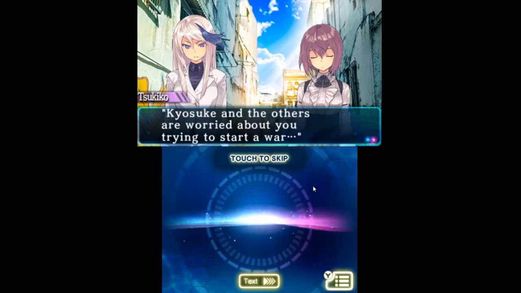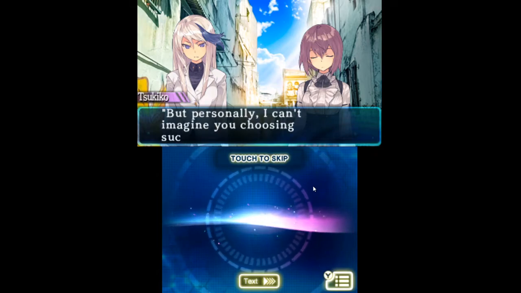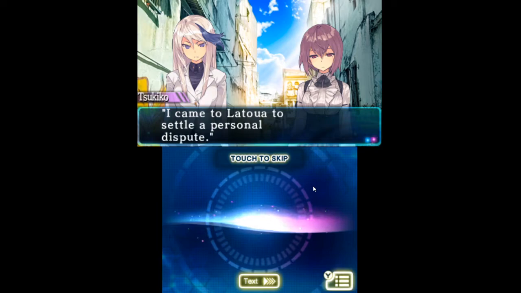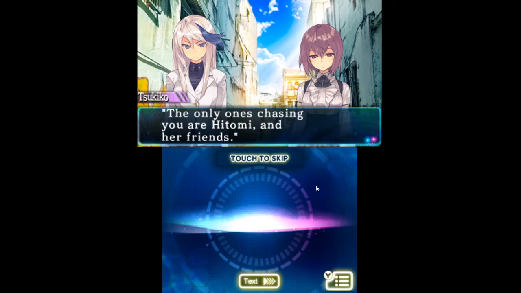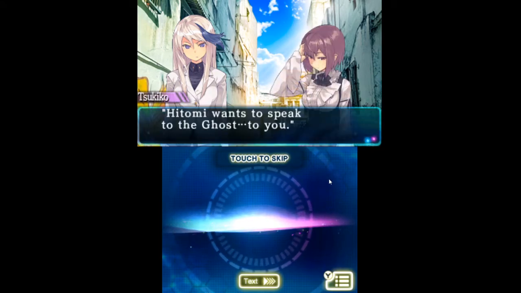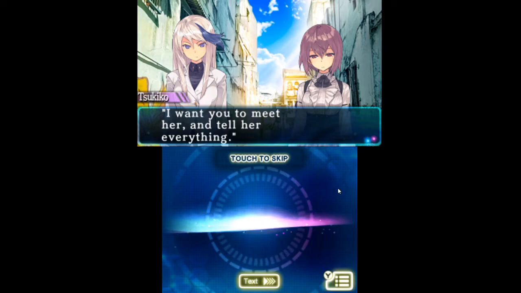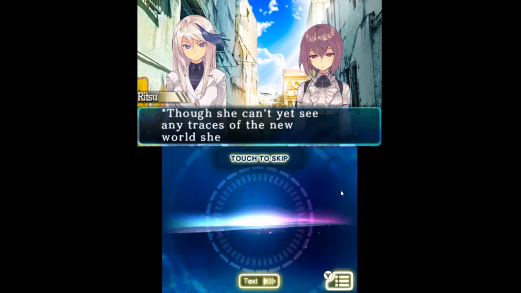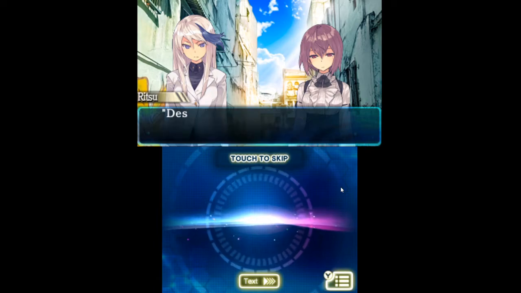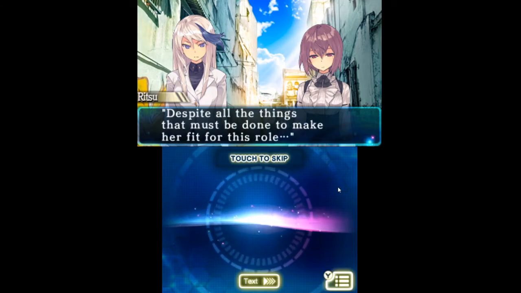Kyosuke and the others are worried about you trying to start a war, but personally I can't imagine you choosing such tactics. I came to Latua to settle a personal dispute. The only ones chasing you are Hitomi and her friends. Hitomi wants to speak to the ghost too. I want you to meet her and tell her everything, under these circumstances. Though I haven't prepared anything for that girl to inherit yet. Though she can't yet see any traces of the new world she's to inherit. Despite all the things that must be done to make her fit for this role.